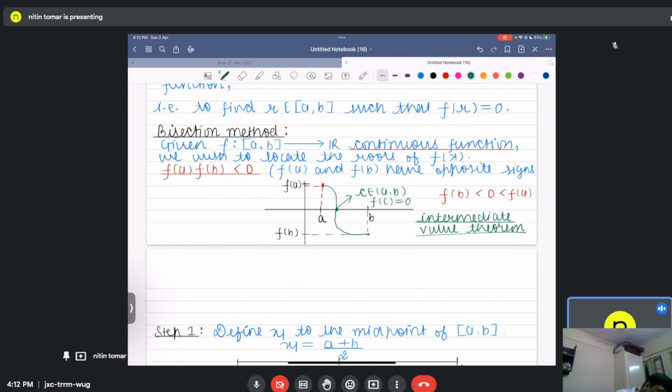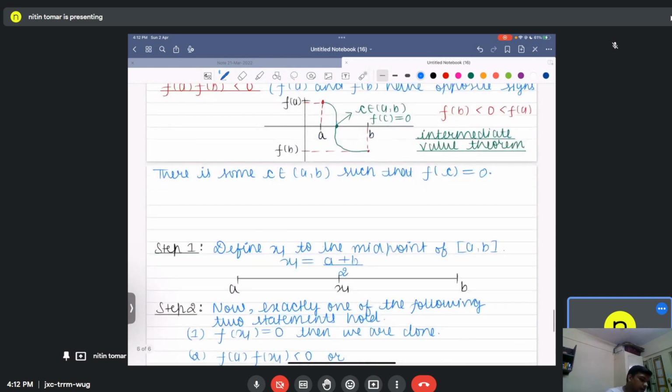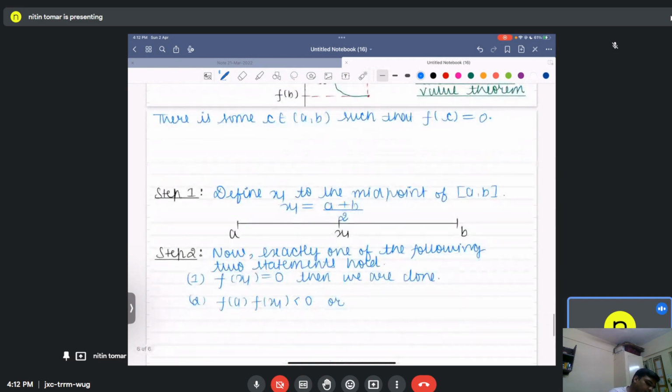So now we know that there is some c between a, b such that f of c is 0, right? Okay. Now you do this bisection again.